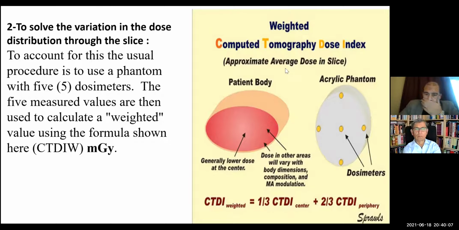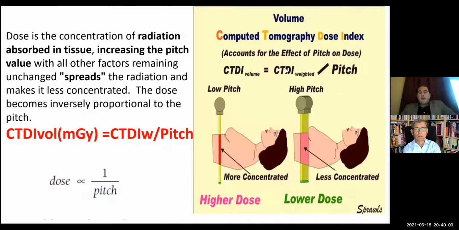So now, there is another factor we talked about in the previous lecture: the pitch. Pitch means the table speed, which represents the table distance traveled per rotation time. If we scan the patient with higher pitch, that means the concentration of radiation becomes less.